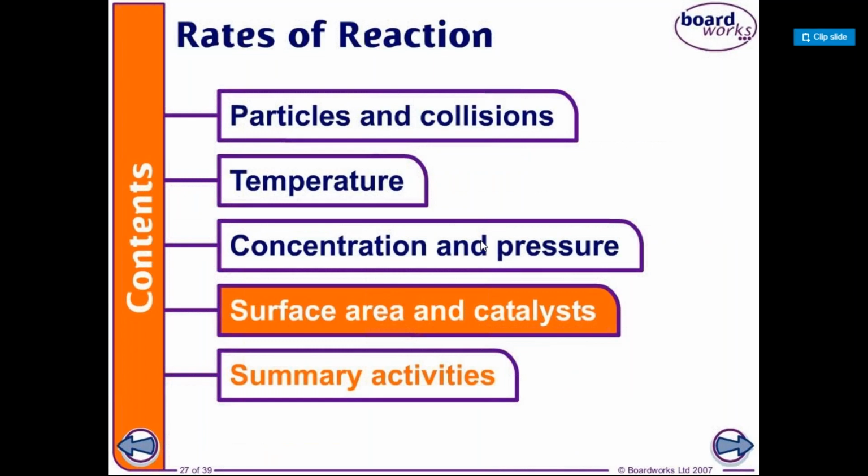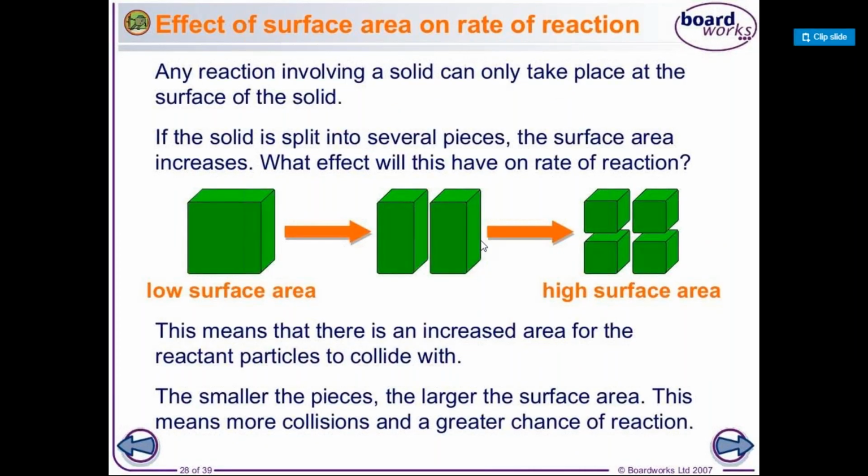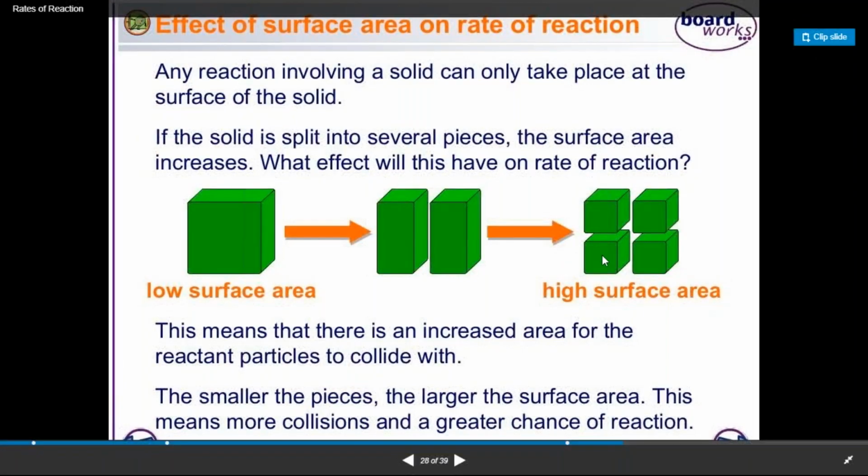Let's come to the surface area and catalysts. How do they affect the rate of reactions? Any reaction involving a solid can only take place at the surface of the solid. If the solid is split into several pieces, the surface area increases. And of course, it will increase the rate of reaction.